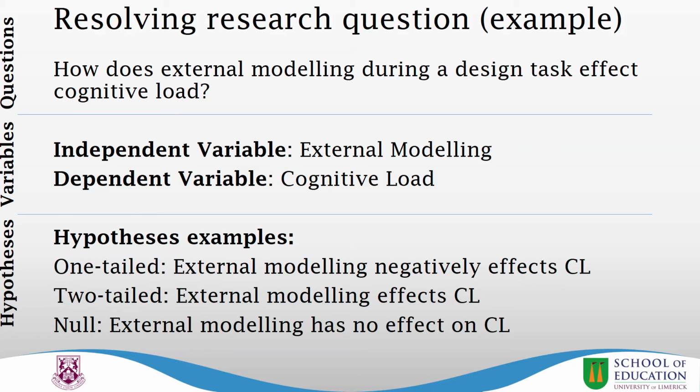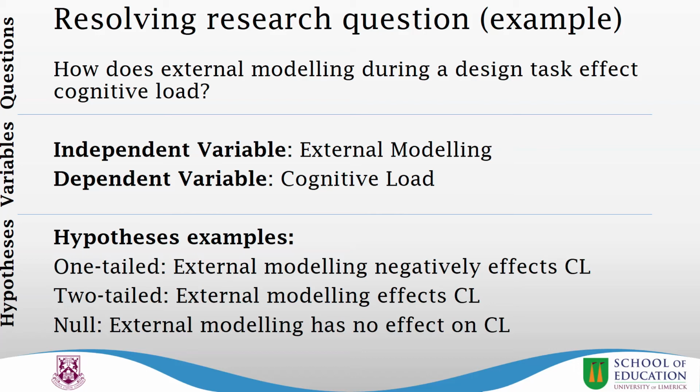and highlight really the importance of being able to identify and break your research question down into its variables and the most important parts of it, if you were to rank them. So we're going to start off by looking at my exemplar research question. Just an example for you. So how does external modeling during a design task affect cognitive load? So this is my initial research question.